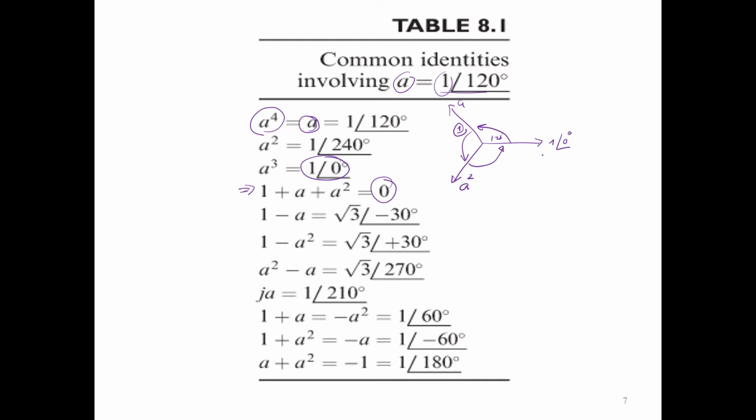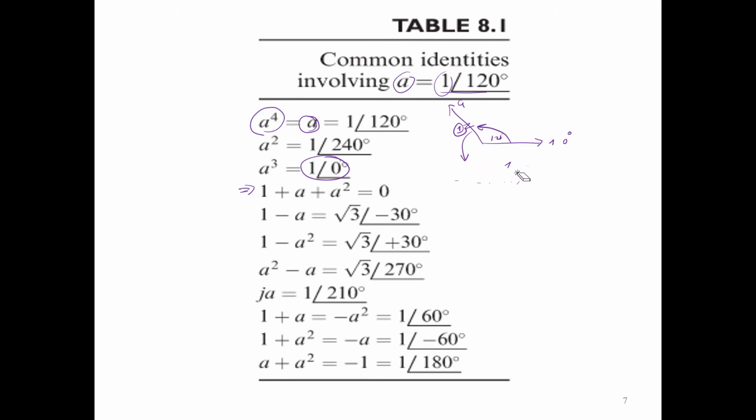Why is it so? I think this has been discussed several times. The sum of 1 and A square, 1 plus A square is here, and you add A. This vector, 1 plus A square, has the same length as this one. So 1 plus A square plus A becomes 0.